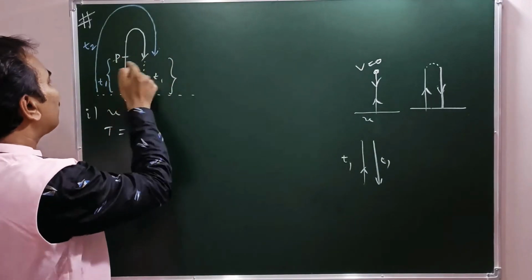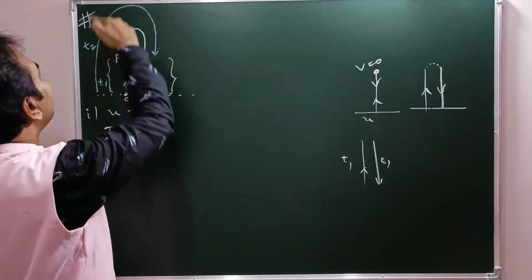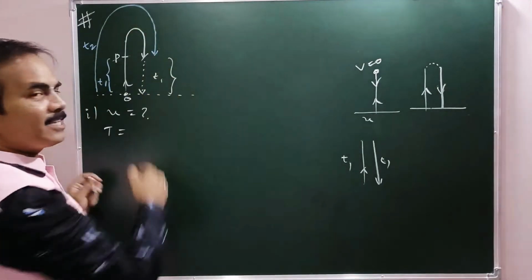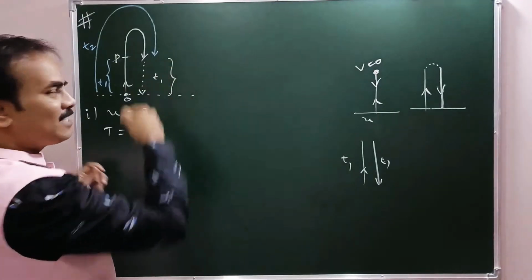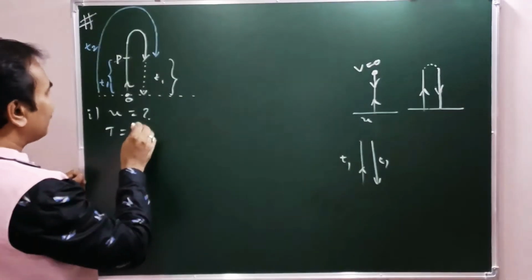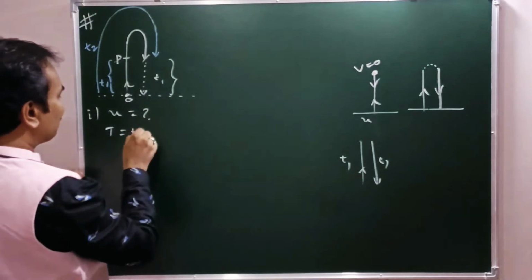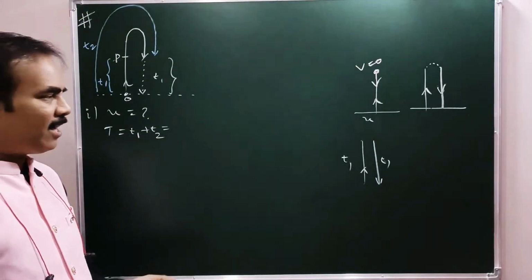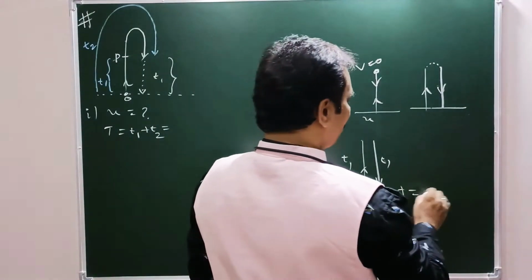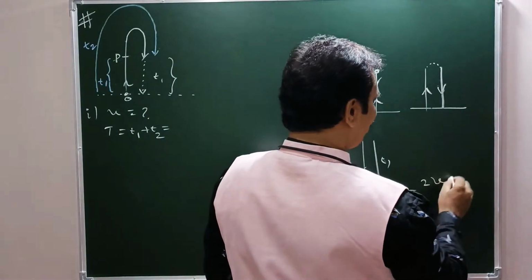If it is T1, this is also T1. So T2 plus T1 is the time of flight. That is T1 plus T2. What is the usual expression for time of flight? Time of flight equals twice the velocity of projection by g.